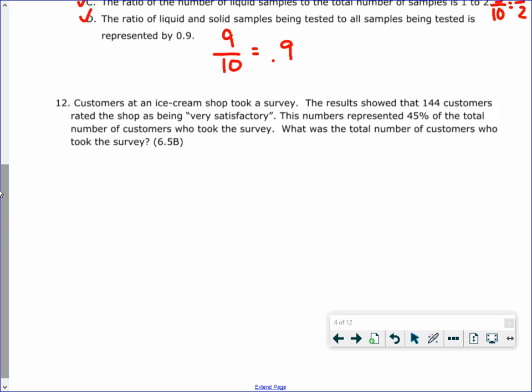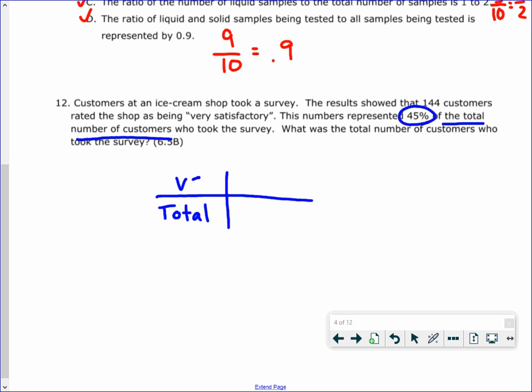So let's see. 45% of the total number of customers. What was the total number? So we're looking for the total here. And it looks like it's very satisfactory. So very satisfactory is our score. And it looks like 144 rated very satisfactory. So 144, which is 45% out of 100.